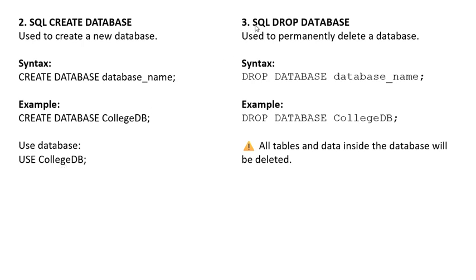Third is drop a database, which is used to permanently delete the database. The syntax is DROP DATABASE followed by the database name and a semicolon. For example, DROP DATABASE college_db; and all the tables and data inside the database will be deleted.